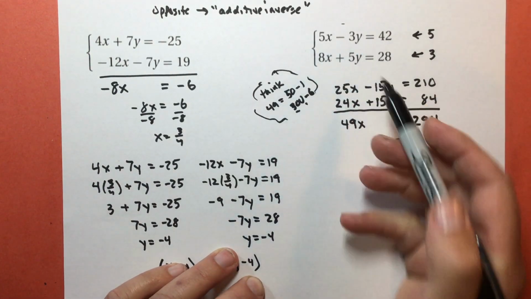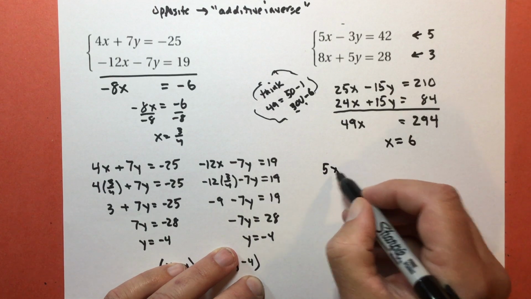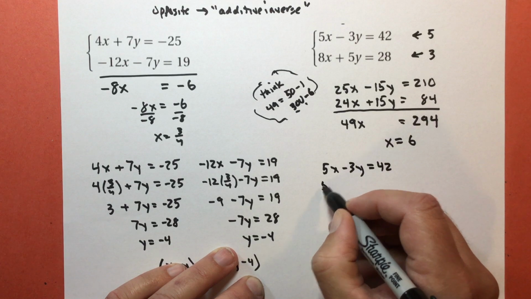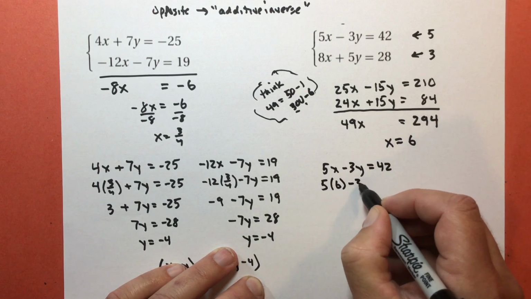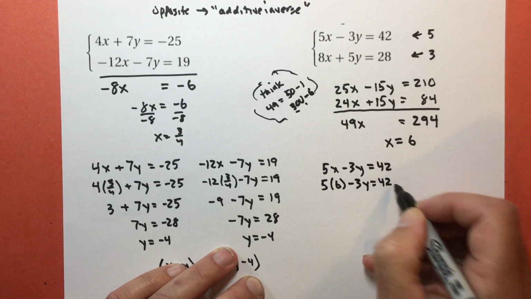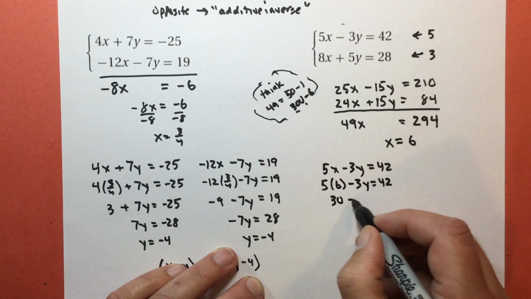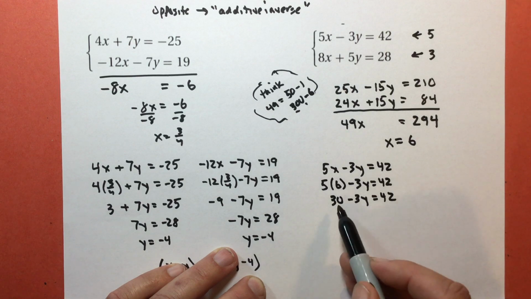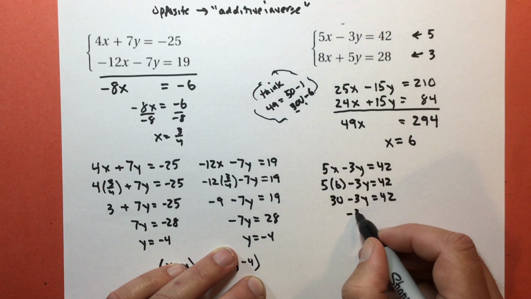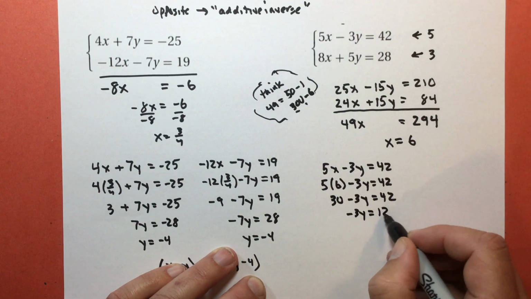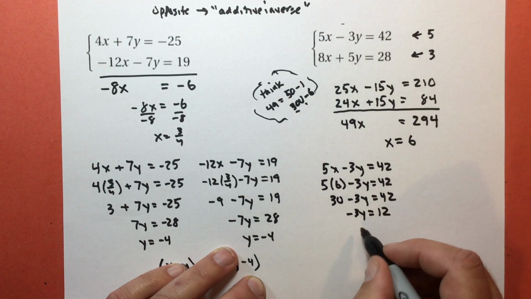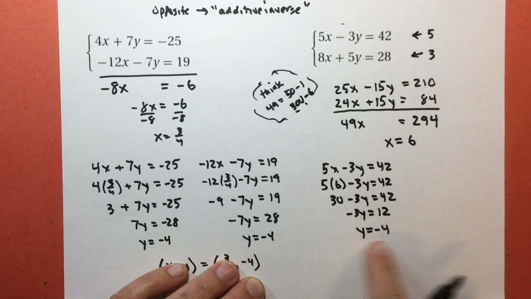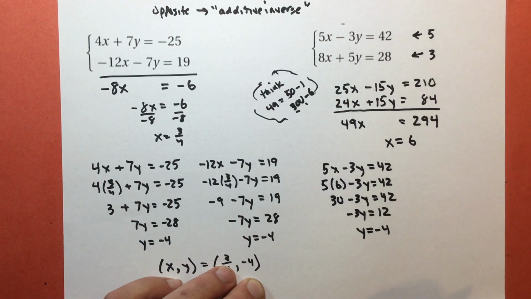All right, let's go back to the first one. 5x minus 3y equals 42. x equals 6, so 5 times 6, that's 30. I'm going to subtract 30 from both sides. 42 take away 30 is 12. I'm going to divide by negative 3, and I'm going to get negative 4. That has nothing to do with this over here, okay?